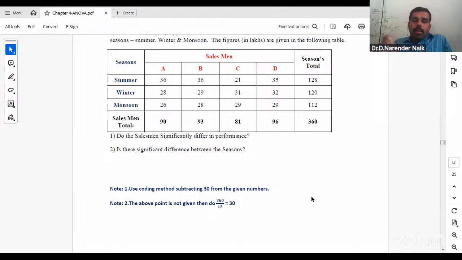That is, 360 divided by 12 is equal to 30. Sir, what is this 360, sir? You will get the doubt. Okay, so you observe carefully. I will solve that doubt. Wait a minute.